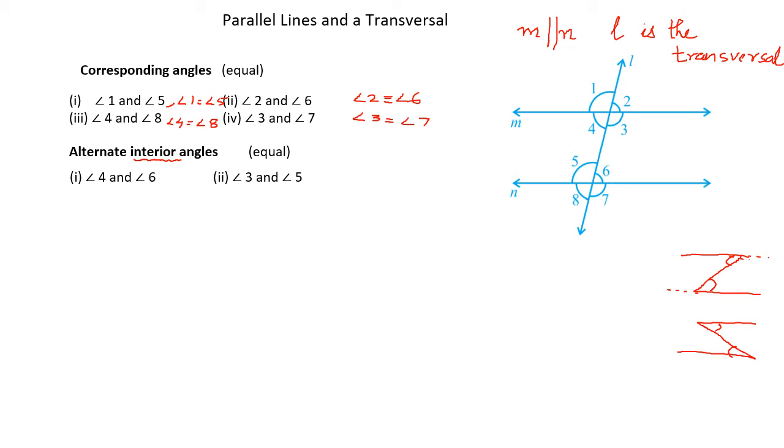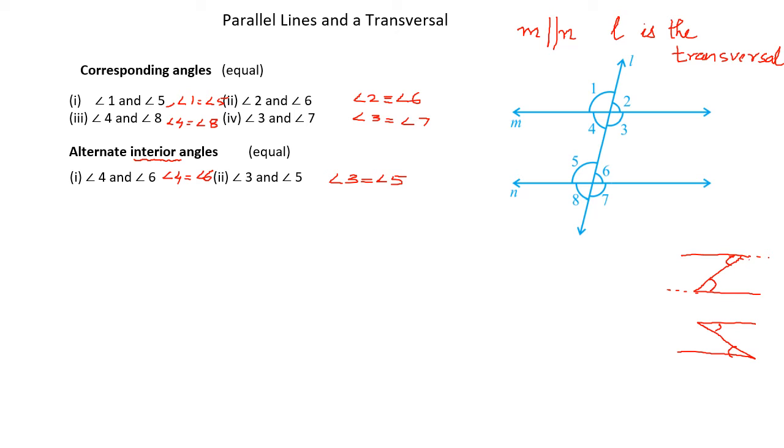Alternate interior angles are, what about their measurements? They are equal. Yes. So we have here angle 4 is equal to angle 6 and angle 3 is equal to angle 5. Alternate interior angles are equal.